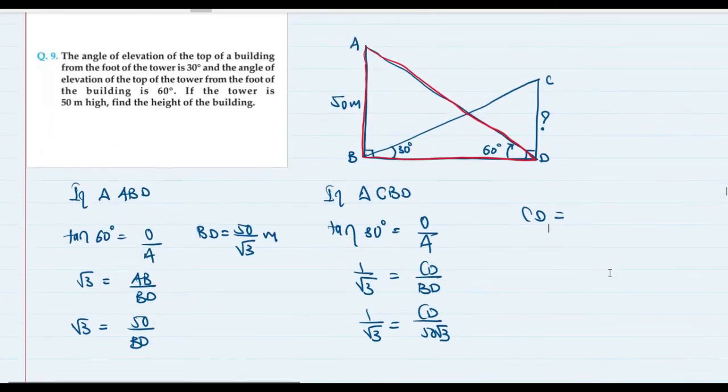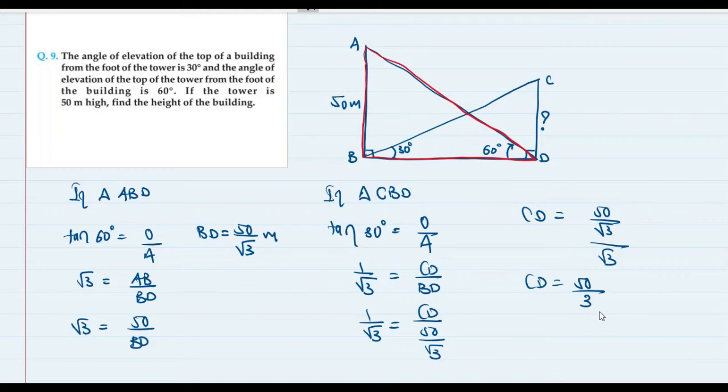Okay, I found my mistake. That was a really silly mistake I made. BD is not 50 root 3. It is 50 by root 3. By mistake I wrote it as 50 root 3. So this is 50 by root 3, which will go in the numerator on the other side. Okay, so CD is equal to 50 by root 3 the whole upon root 3. So CD is equal to 50 by 3.